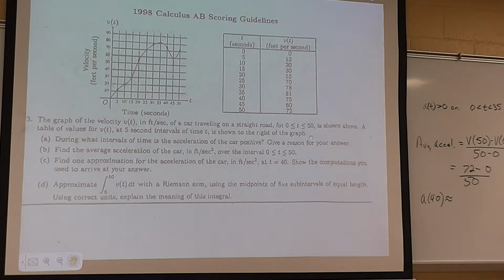Same thing we just did? Yeah. The acceleration is going to be the derivative of velocity. And if I want to approximate the acceleration at 40, well, I don't have a function to take the derivative of, so I can find the slope of the secant line.